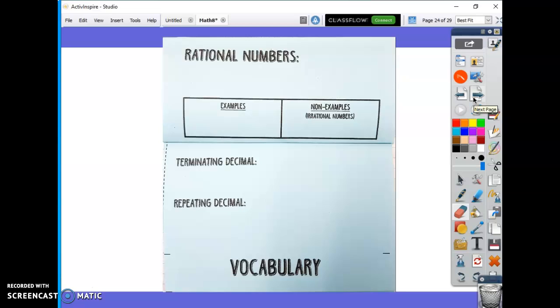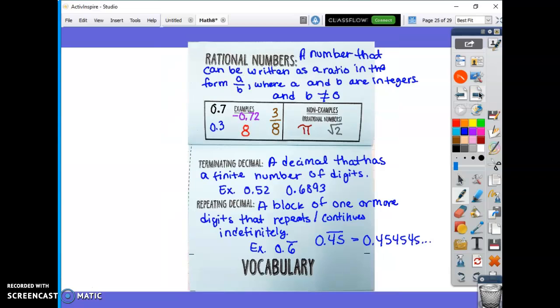Well, a rational number is basically any number that can be written as a fraction, such as a over b, right? Any number that can be turned into a fraction where b can't be 0, because remember, we can't have a 0 in the denominator place. And a and b are both integers. Well, for example, 0.7 is an example, 8 is a whole number example.